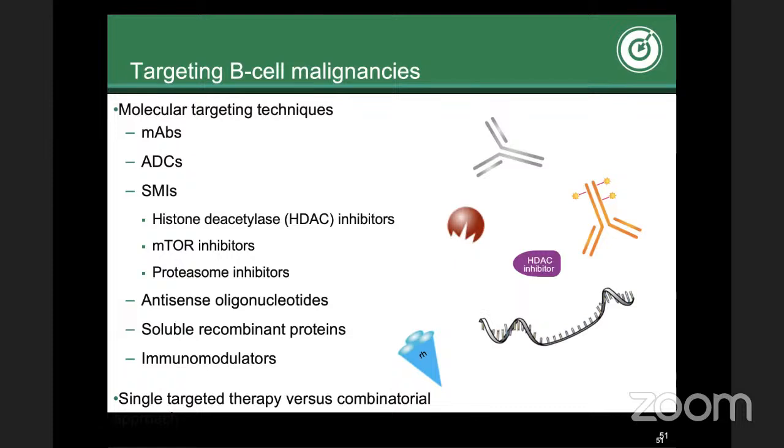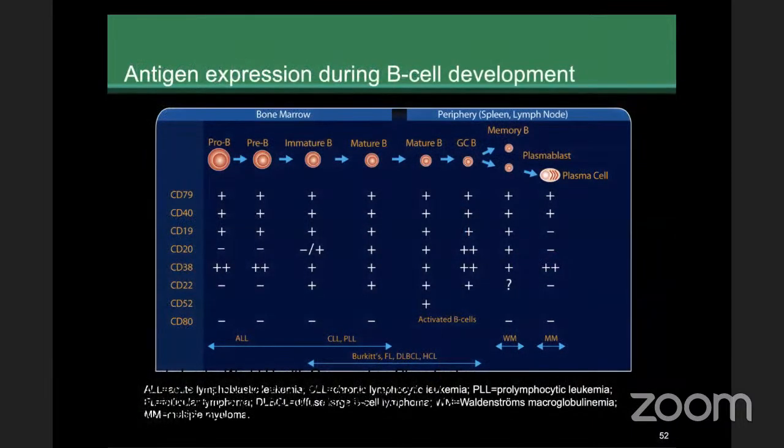So treatments have become more and more sophisticated. Whereas chemotherapy works on any cell that's dividing, that's why you have side effects from that, these monoclonal antibodies, these ADCs, these SMIs are very targeted. They only affect the cell that is cancerous. Next slide, please. And so going back to the B cell development, you have different antigens. So obviously we can develop antibodies against all these antigens and develop a therapeutic. Next slide.